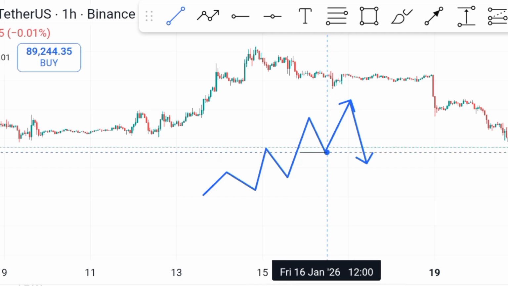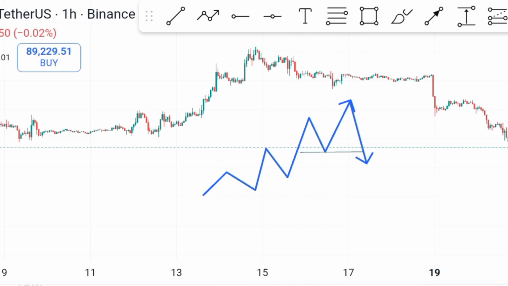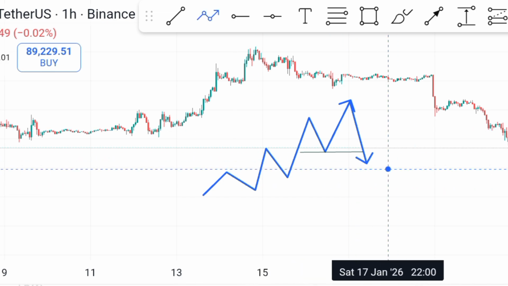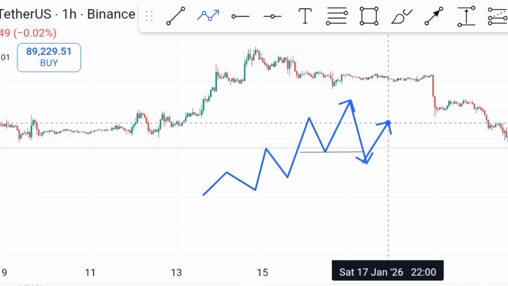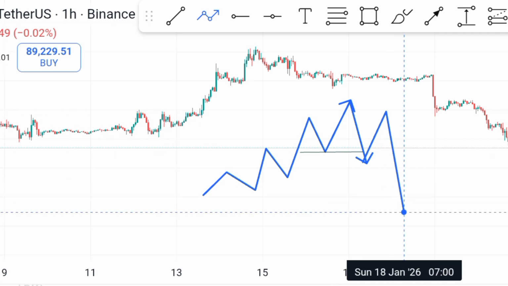So now you can see that this higher low is broken. When the market breaks it, we are expecting the market to come to any zone of our choice, and it sells again, right?